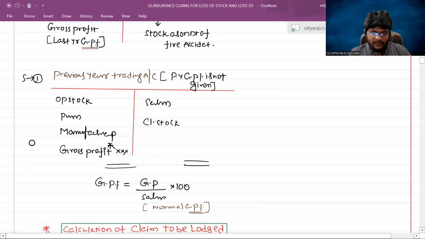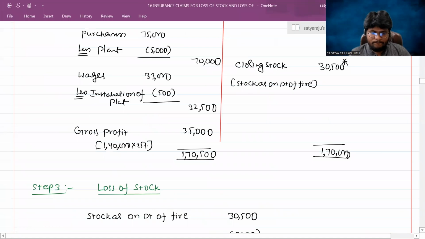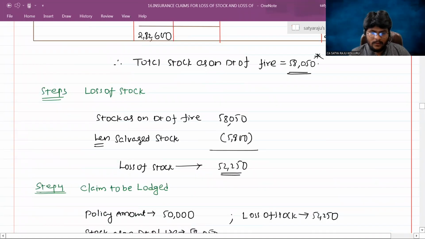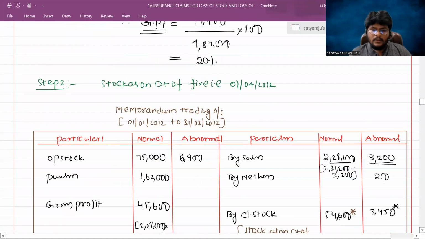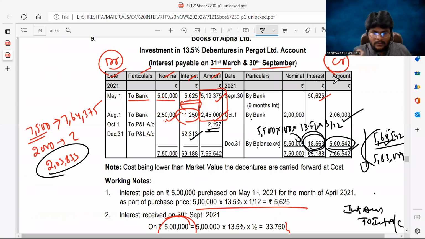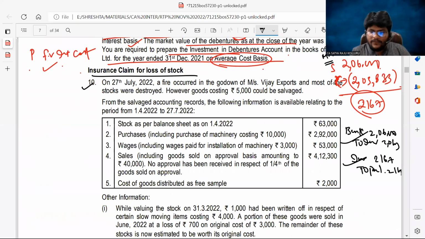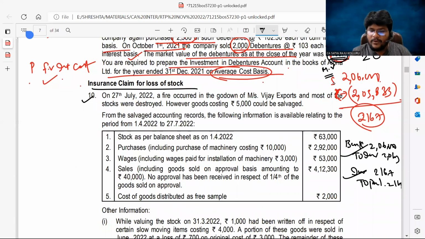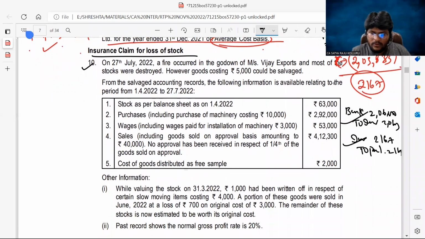Which is insurance claims. Here you are seeing normal and abnormal, right? Normal and abnormal. The same question with different items. How do you know which is normal and abnormal items related? Please concentrate. While valuing the stock on 31st March 2022, 1,000 had been written off in respect of certain slow moving items of costing 4,000.